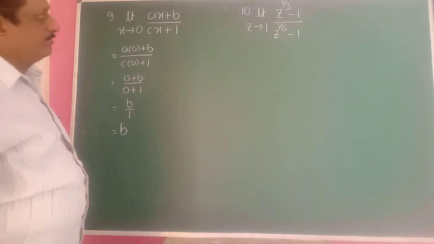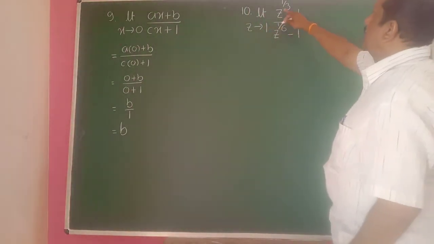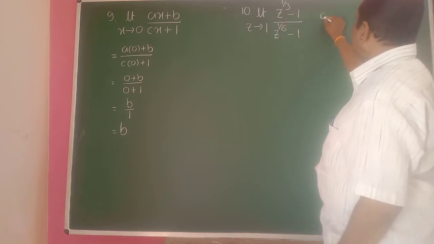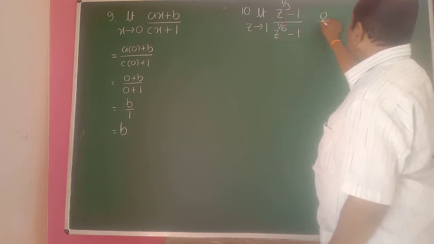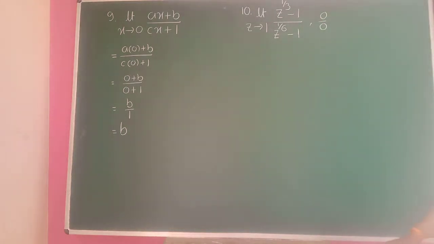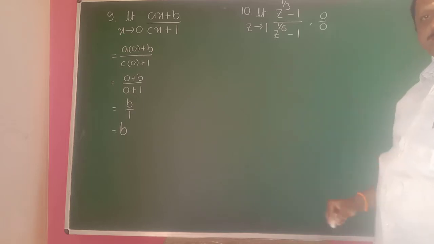Next, in this case, if you put z value 1 here, what happens? 1 raised to 1 upon 3 is 1 itself. 1 minus 1 is 0. Again, 1 minus 1 is 0. Means indeterminate form. Means use your formula, then solve it here.